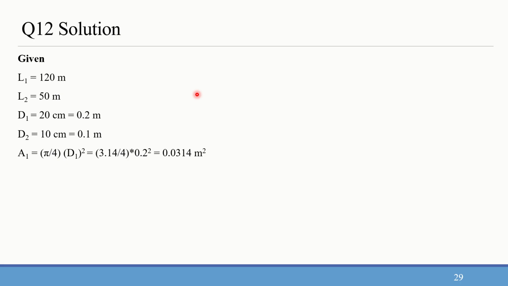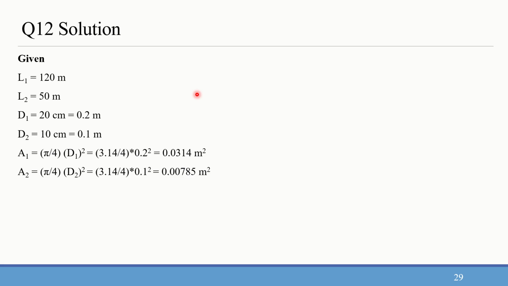Now we have to calculate the cross-sectional area of pipe 1. It is 3.14 divided by 4, that is pi by 4 d1 square, or 3.14 divided by 4 into 0.2 square. So that is 0.0314 meters square. Next, we need to calculate the cross-sectional area of pipe 2. It is 3.14 divided by 4 into 0.1 square. So it is 7.85 into 10 power minus 3, or 0.00785 meters square.